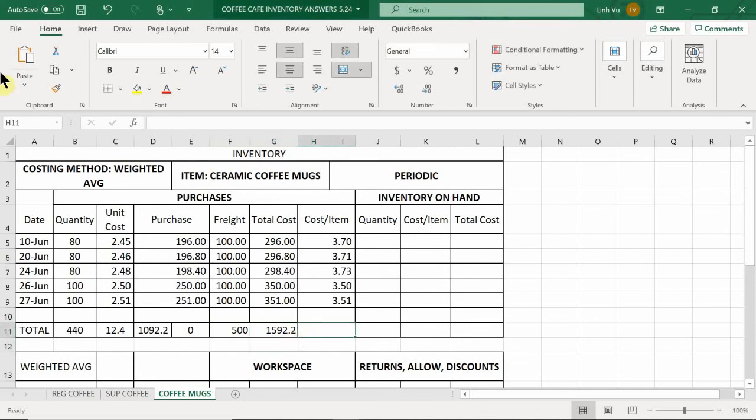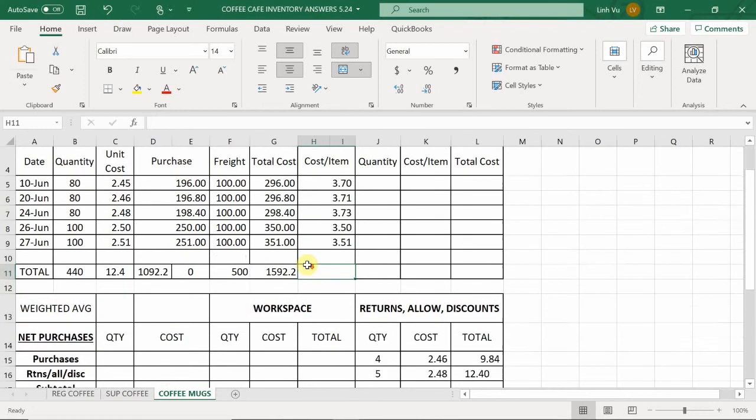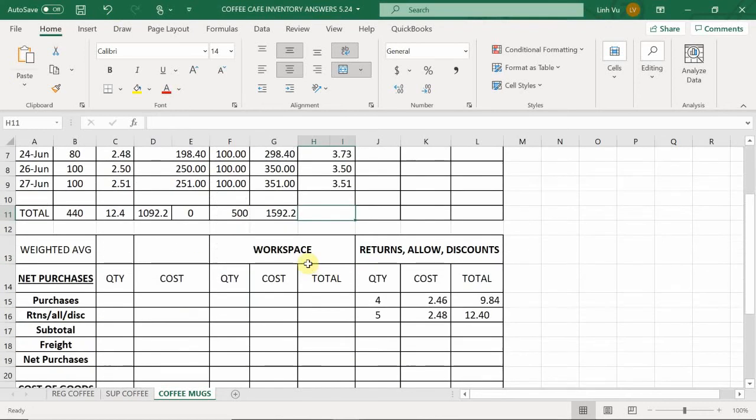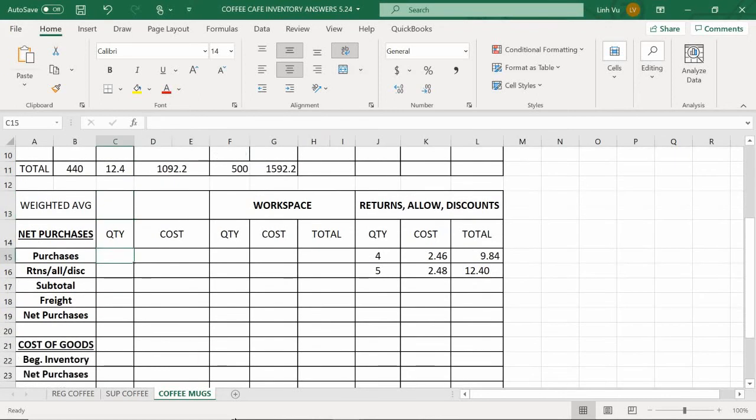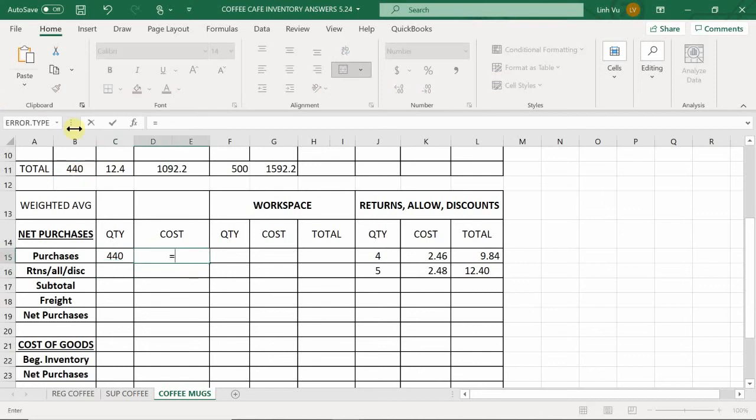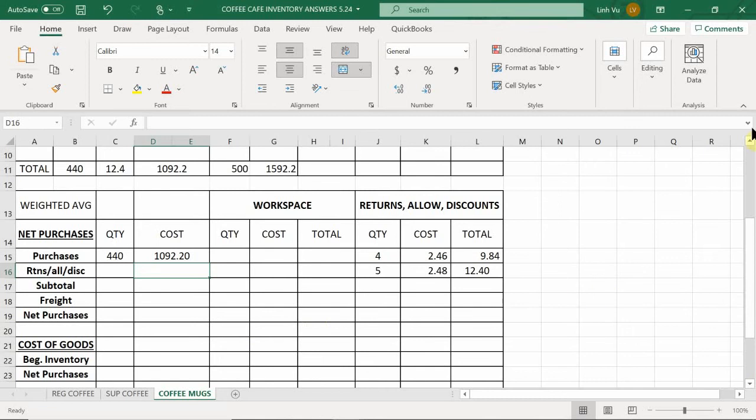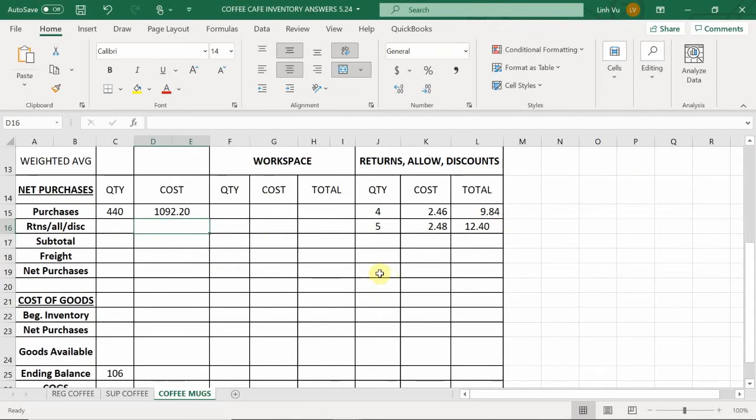And here we don't solve for our average cost yet, just because we have a few things that we know to not be true, which is that we have some purchase returns and allowances. So let's plug those numbers in here, right? We have a total quantity of 440 at a total cost of $1,092.20. Okay. So then, what was our total purchase returns and allowances?